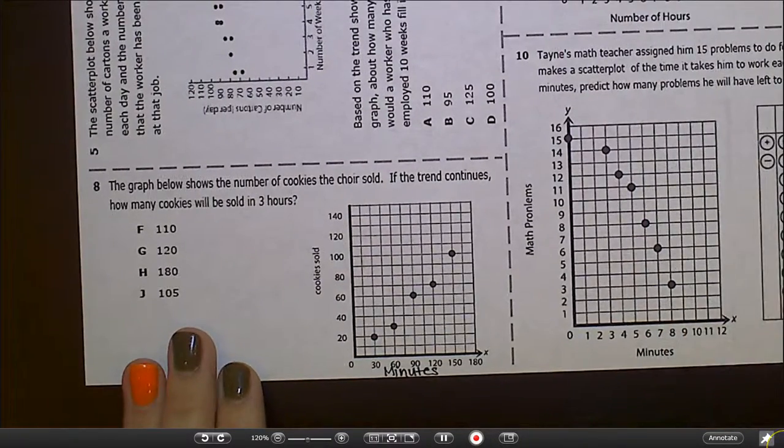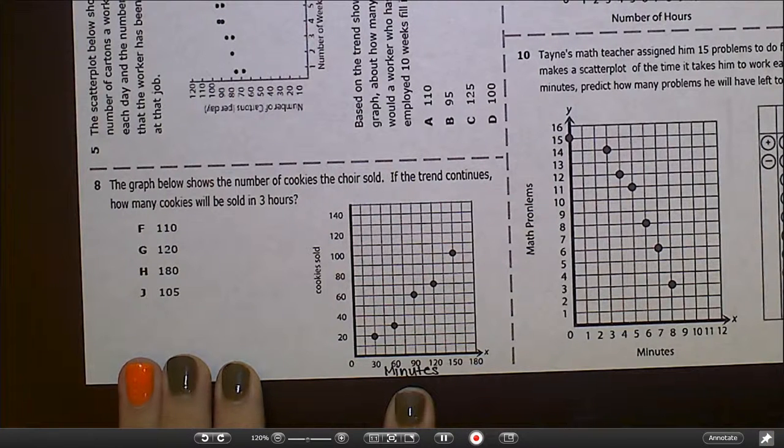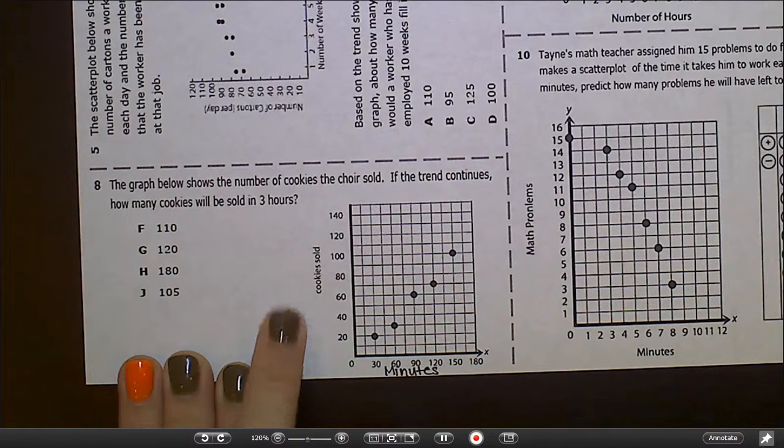So I just want to look at number 8 really quickly. Again, something got chopped off here. So on number 8, on your x-axis, will you please label that minutes? We need to know what we're dealing with. So minutes, not hours. Keep that in mind when you get to number 8. And the cookies sold.